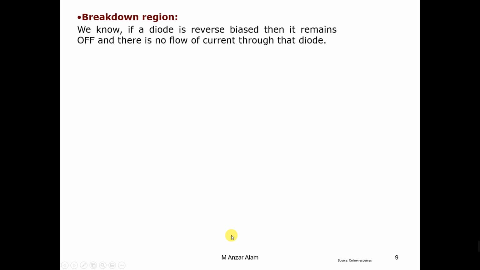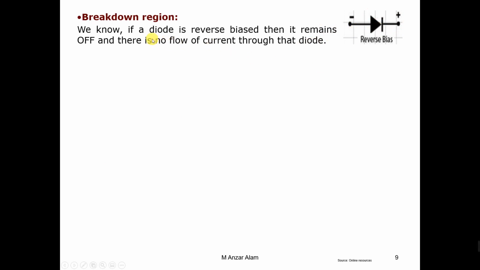Third region is the breakdown region. We know if a diode is reverse biased, then it remains off and there is no flow of current through that diode. If the diode is reverse biased, there is no flow of the current, and the diode remains off.